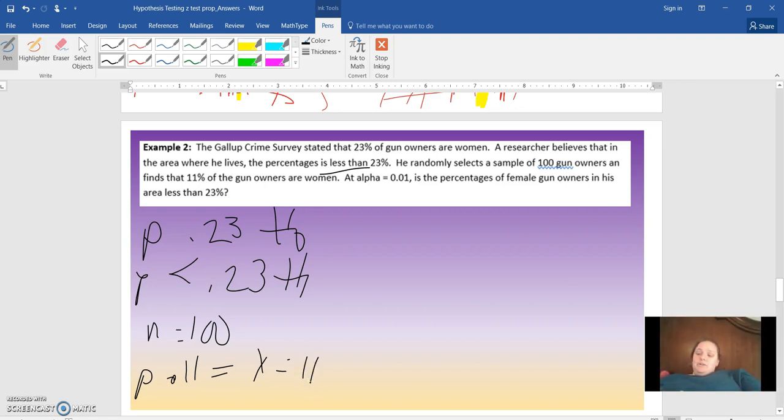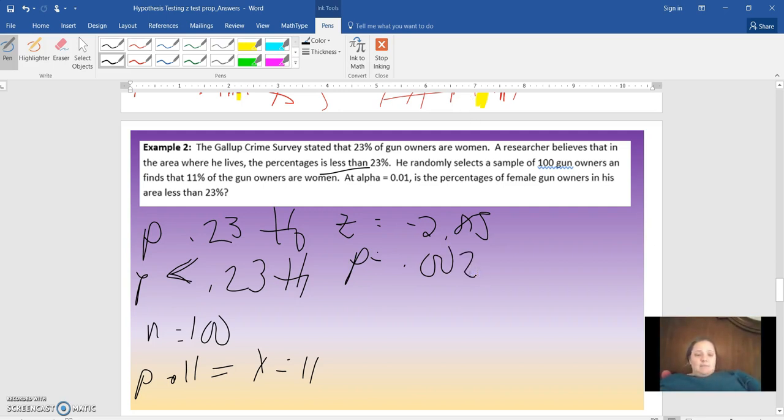All right, so I'm going to go to stat, test, number 5, and then for p, I'm going to put 0.23, x, I'm going to put 11, and I'm going to put 100, and this is less than. So let's make sure that that's covered. All right, there we go. I'm going to write that information down. z equals negative 2.85, and p equals 0.002.